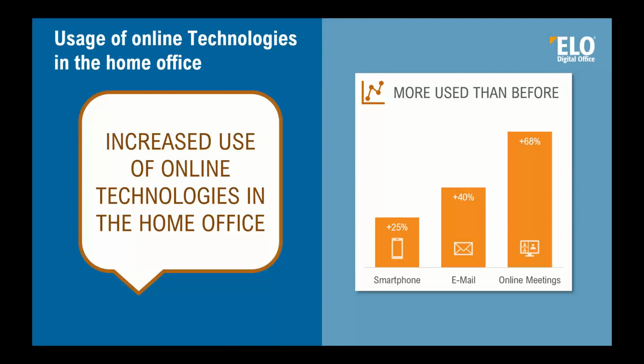So the smartphone was used 25% more often than before. You sent 40% more emails than before, and the amount of online meetings raised up to 68%. So that's what you, well, probably know, but those are the numbers for this. The online technologies were used more often in the home office to communicate with each other, to stay informed, and to get in contact with the colleagues, with the other employees in the company.